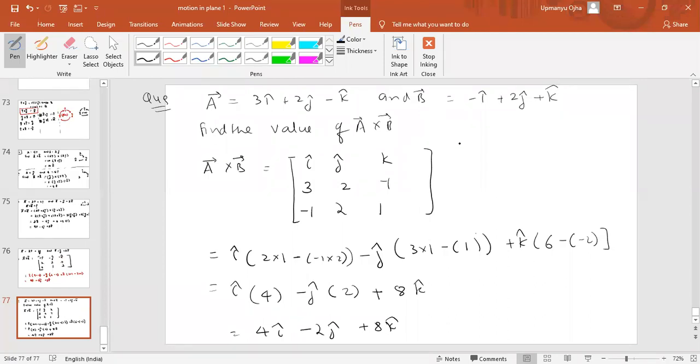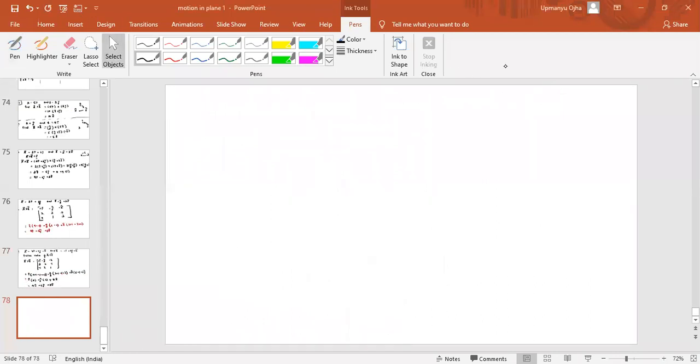Here, this should be plus, this should be minus, this should be plus. Like this you have to go. In the first row, you have to put plus, minus, plus. Minus j always. If you have confusion, just put plus, minus, plus like this. I think you all have understood how to find the cross product there. Now the next thing is to find. So we found the cross product.